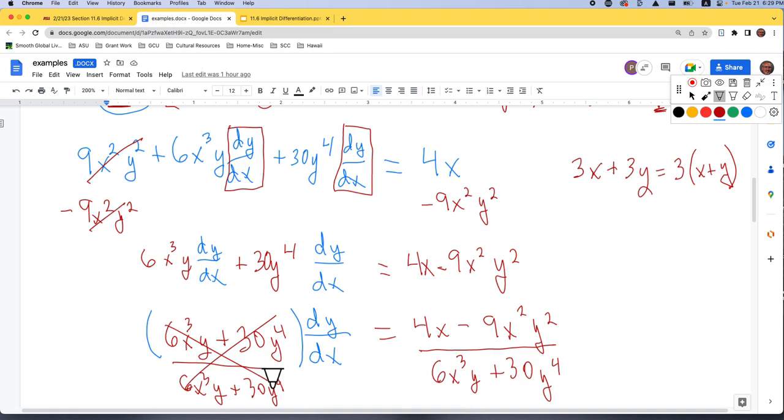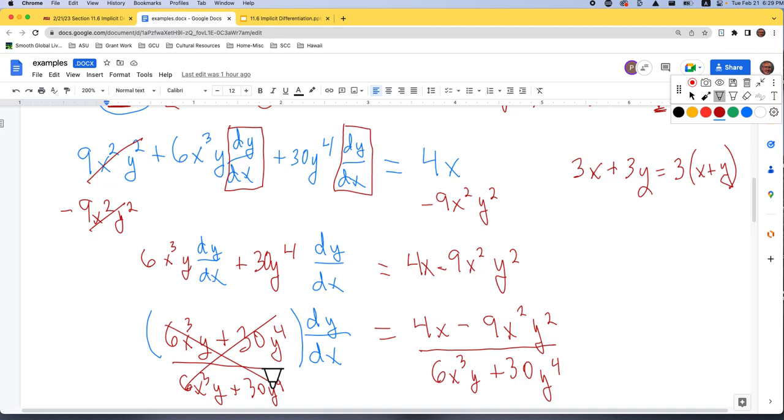What did we end up with? What is dy dx always? What is a derivative always? It's a rate of change. So it's not a value, it's a rate. It tells us how fast something's changing. And specifically, it's how fast the change of y is with respect to x. So as x changes, y is changing too.